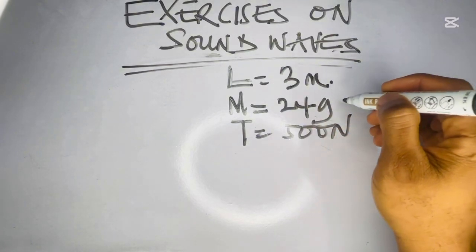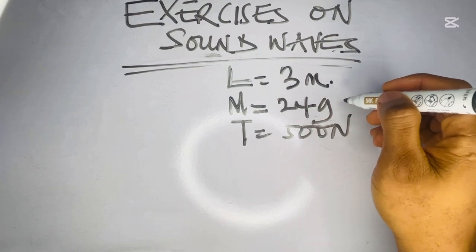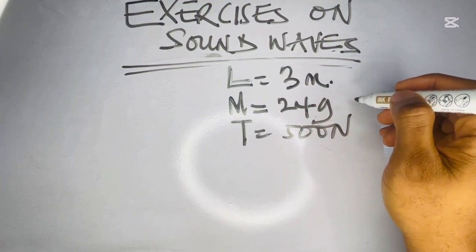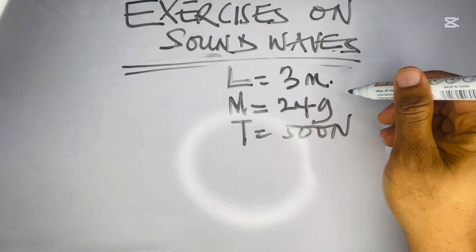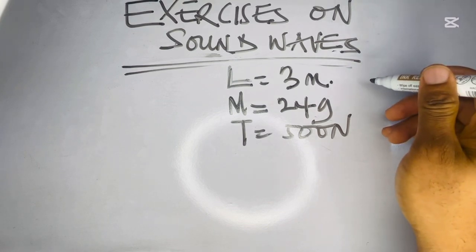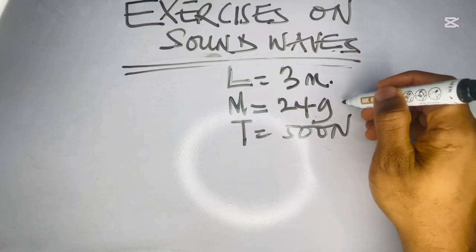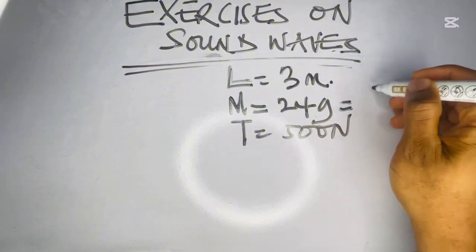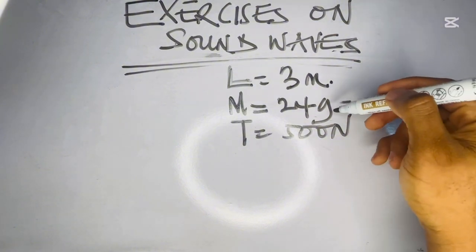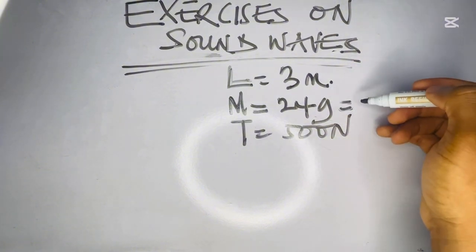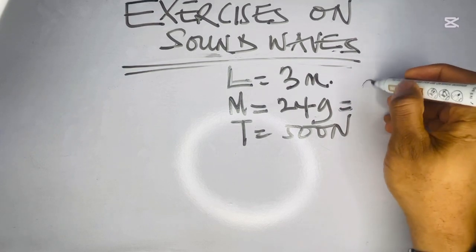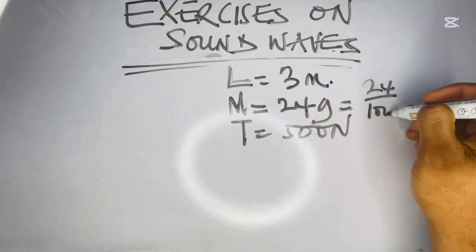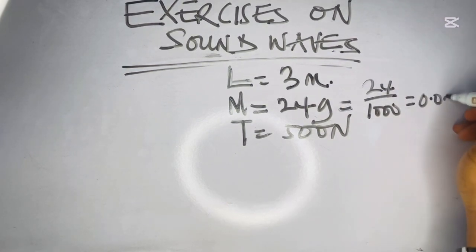Our mass is 24 grams here, and we have to convert it to kilograms. More often than not in physics, it is best to represent mass in kilograms. So this will be 24 over 1000, which is 0.024 kilograms.